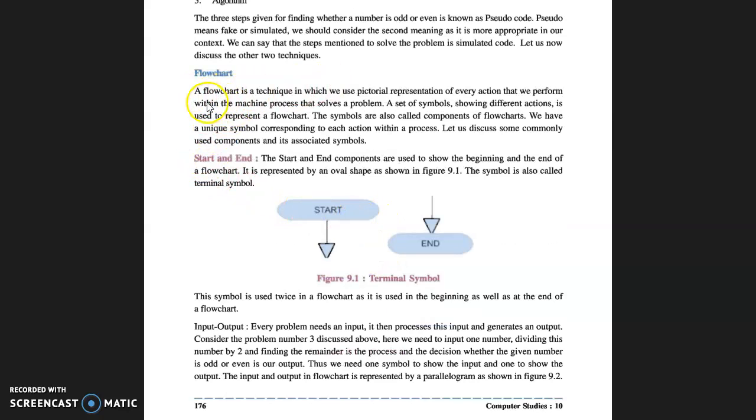What is meant by flowchart? A flowchart is a technique in which we use a pictorial representation of every action that we perform within a process that solves a problem.